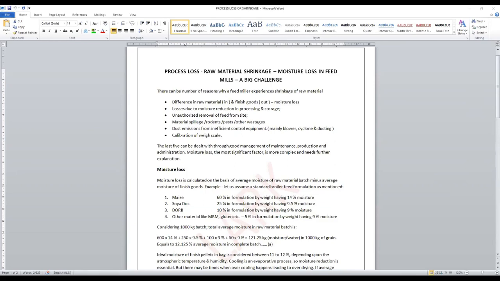Sir, I just want to show one more document. We have a case study of a 1 lakh or 1.5 lakh farm size on a mash and pellet feed. Give me just 5 minutes.